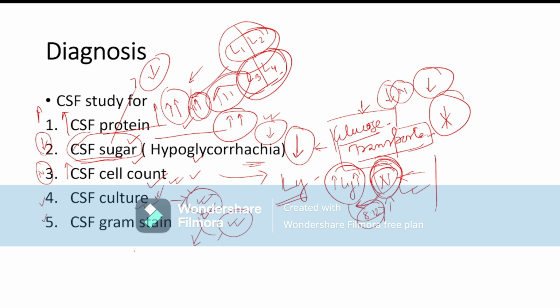If a traumatic tap is present, then we also think about it. If the sugar is low, then we think the child is suffering from meningitis. Now, how low would the sugar be? The CSF sugar is less than 60% of the blood sugar. So when we do the CSF study, at that moment we take the blood sugar also. If the CSF sugar is much lower than the blood sugar, less than 60% of it, then we always think the child is suffering from meningitis.